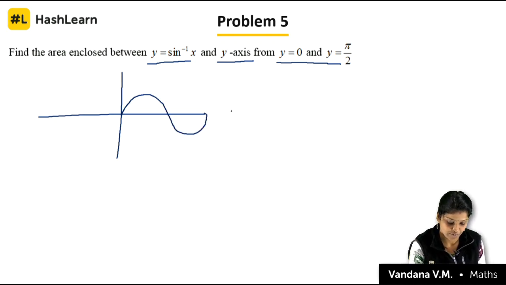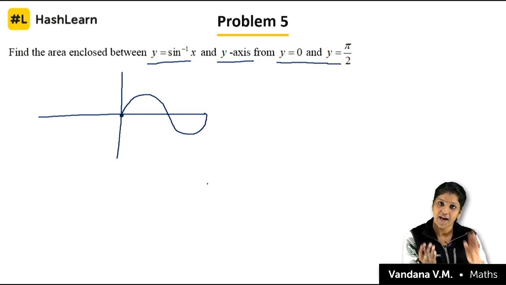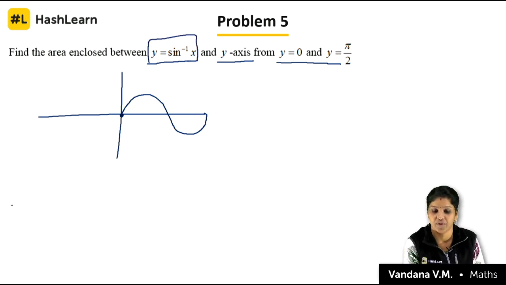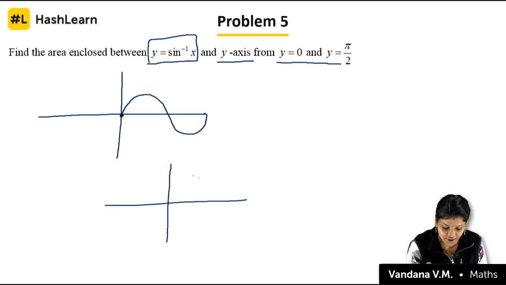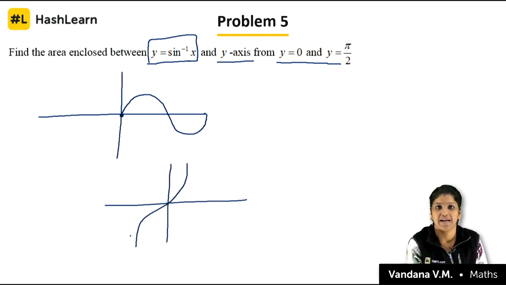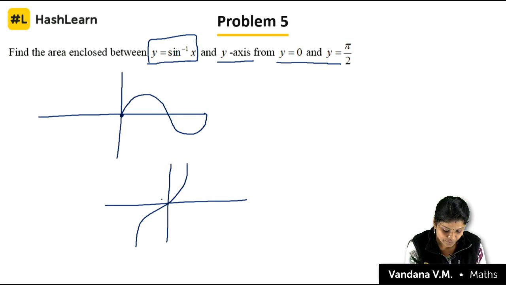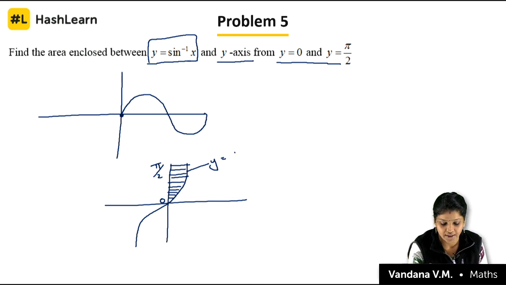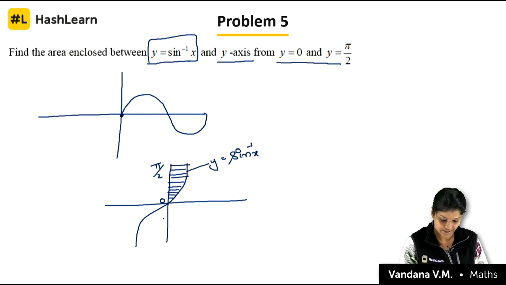Oh, it is sine x, right? I am sorry. So, this is the sine x graph. If I convert it to the y axis, because the inverse is y is equal to sine inverse of x, how will I get the graph of this? Like this I will get. Now, from where to where do I have to find the area? From 0 to pi by 2 I have to find the area. That is, if it is pi by 2, this area I have to find out. This is the graph of y is equal to sine inverse of x. Clear? Next.